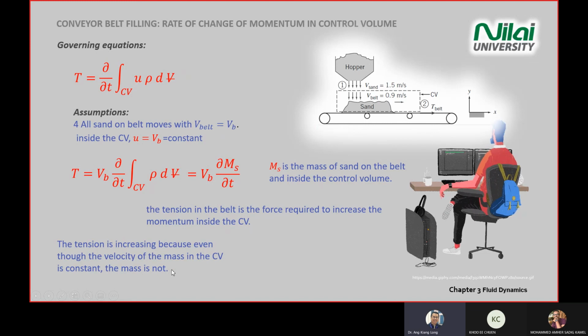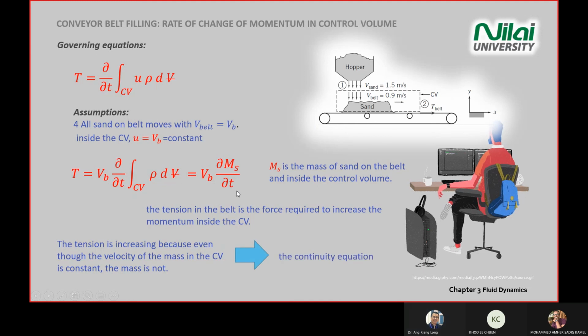This is just a side note about the tension. The tension is increasing. Although the velocity of the mass in the control volume is constant, the mass keeps being added from the hopper here. The mass is not constant. Although the belt is moving at a constant speed, the mass on the belt is not. So if you look at the equation here, your VB is constant, but the change of mass over time is not.